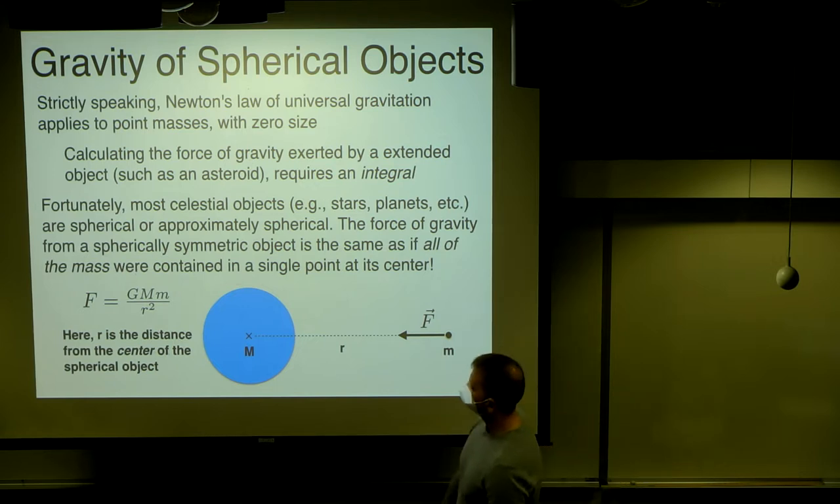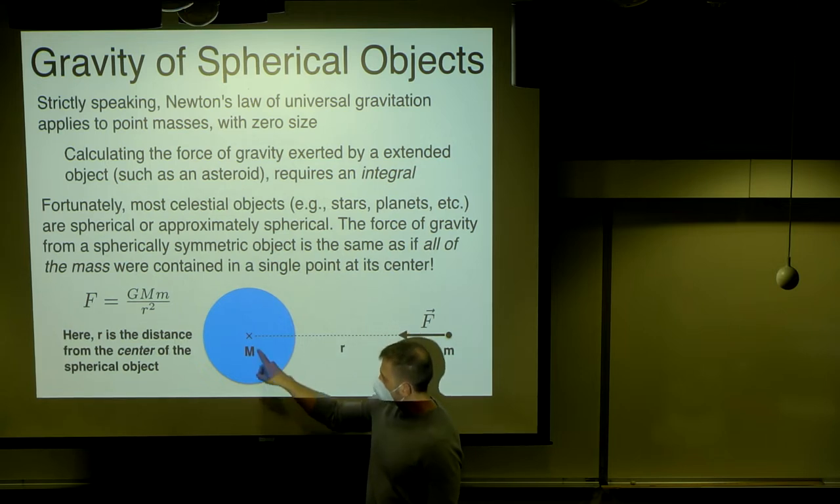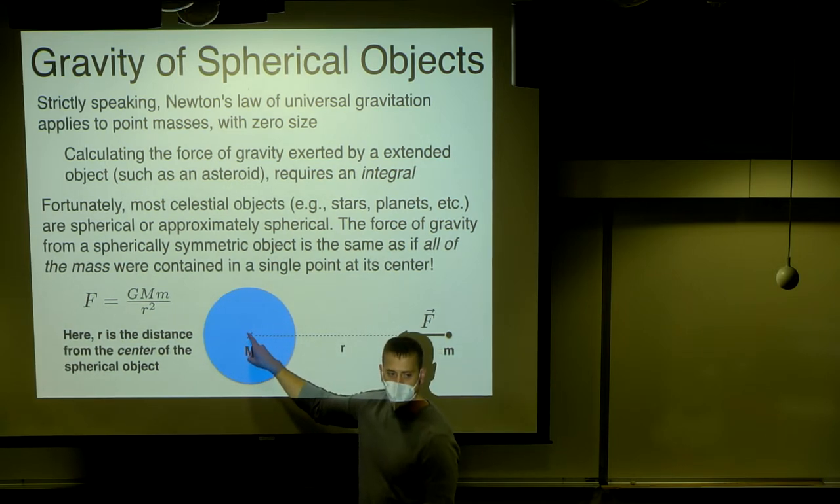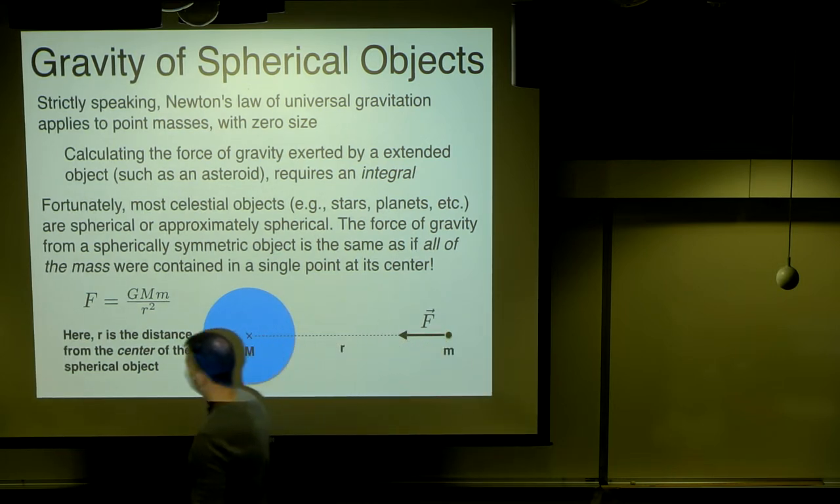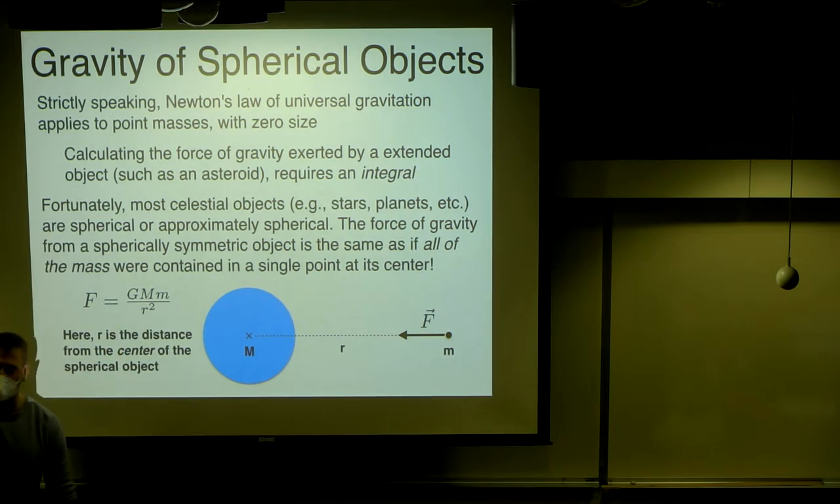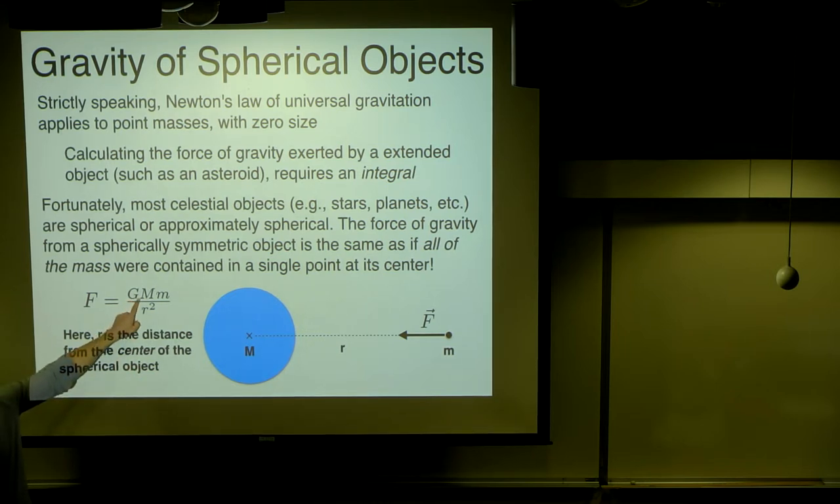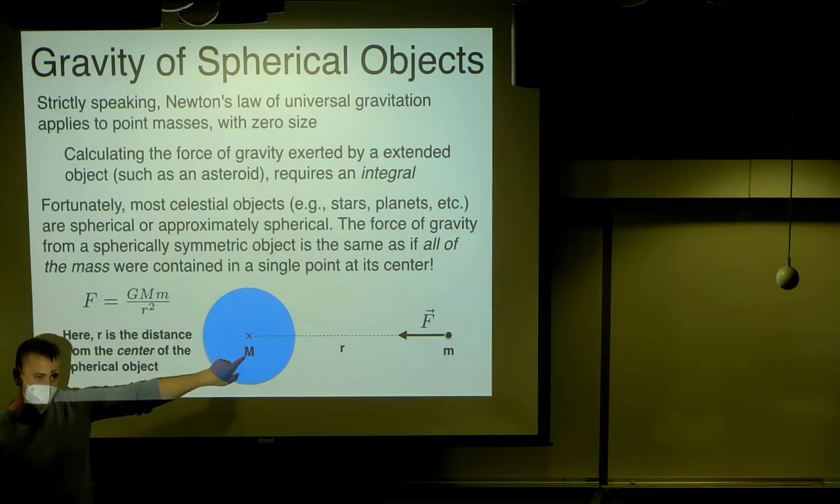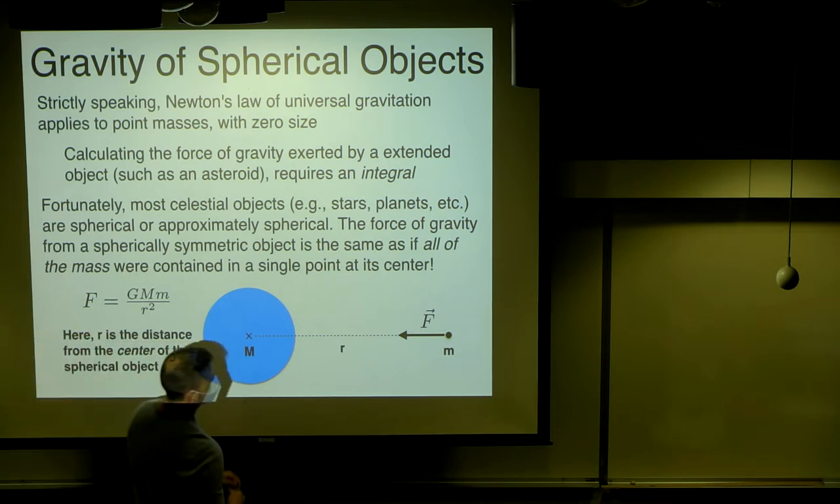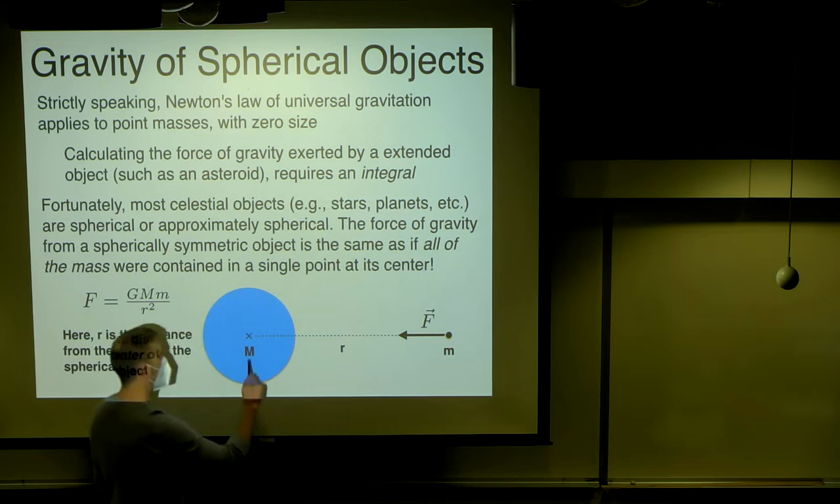So the point here is we can treat this spherical object as if all of the mass is right there in the middle. For the purposes of calculating the force of gravity, we can treat it as if all of the mass is right there at the center. That means when we calculate the force of gravity, we can use the same formula from before. We have capital G, capital M, lowercase m, those are the two different masses, divided by r squared. But remember, since we can treat this object as if all of the mass is at the center, the r value should be the distance between this mass over here and the center of our spherical object.